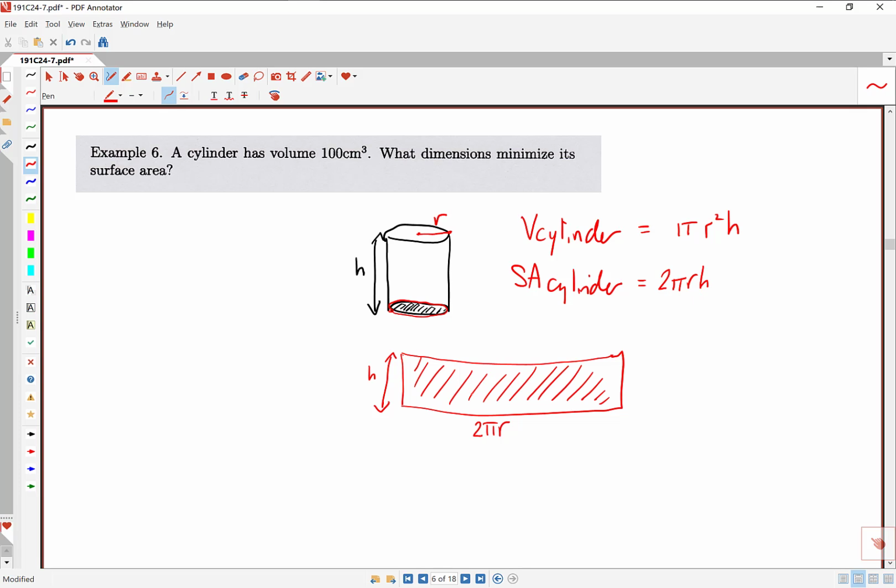But that's just for the side of the cylinder. The cylinder also has a top and a bottom. So the surface area from the top would be pi r squared, the area of the top circle, and then you'd have another pi r squared for the bottom. So let's just call that 2 pi r squared. Okay, and then we can write a little note for ourselves and say that's from the side, and that part there is from the top and the bottom.